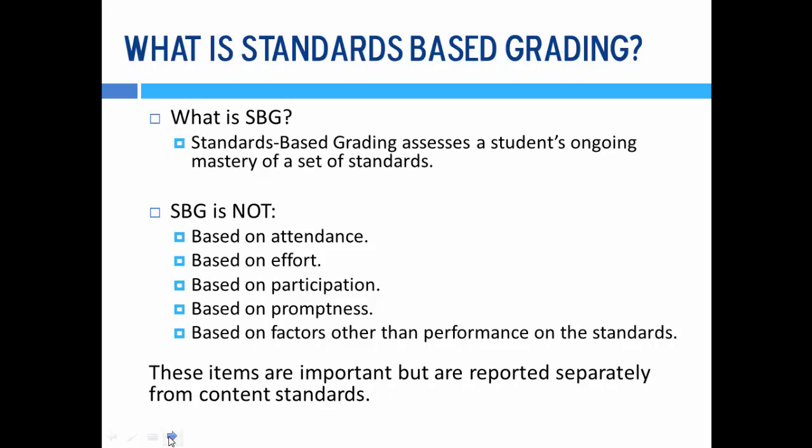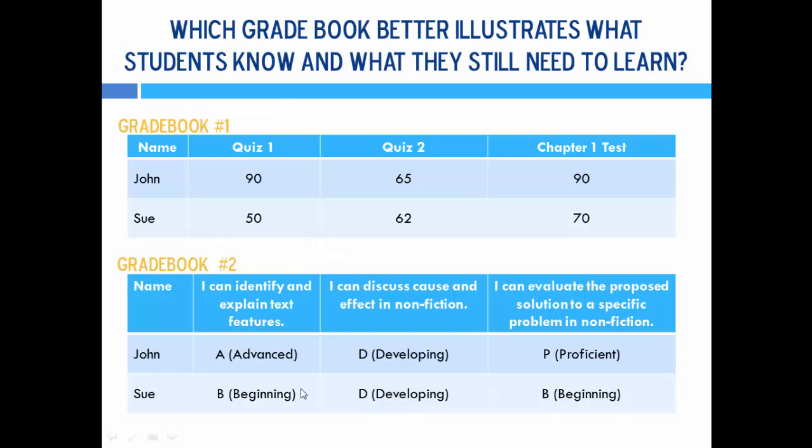So let's look at what this looks like versus the old grade book and the new grade book. With the old grade book that we used to do just a few short years ago, you would see a quiz and you'll see scores on that quiz. So John got a 90 and Sue got a 50. But what didn't Sue get? She got half the material. What content is she missing?